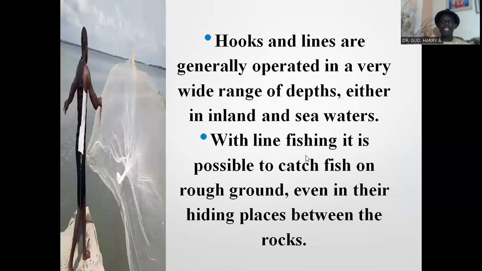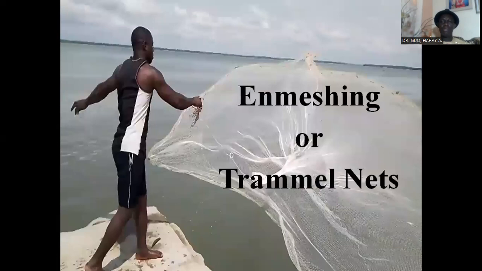Hooks and lines are generally operated in a very wide range of depths, in both inland and sea waters. With line fishing, it is possible to catch fish on rough ground, even in their hiding places between the rocks. So different types of fish can be caught with the aid of the hooks and lines.